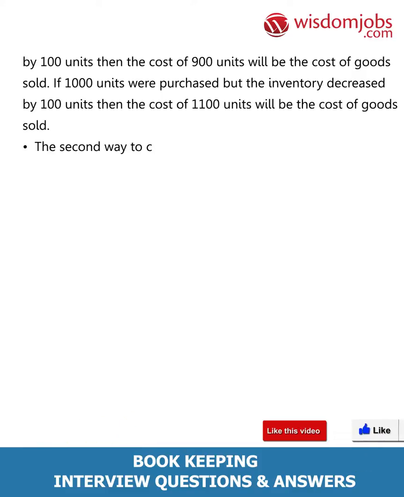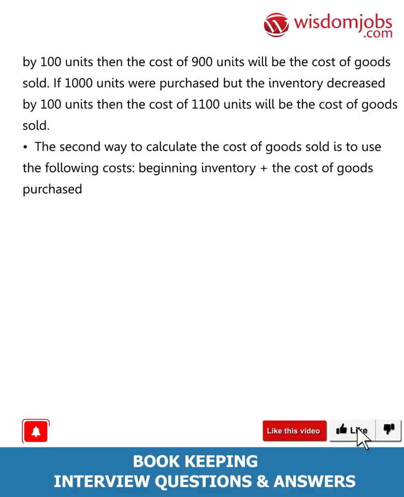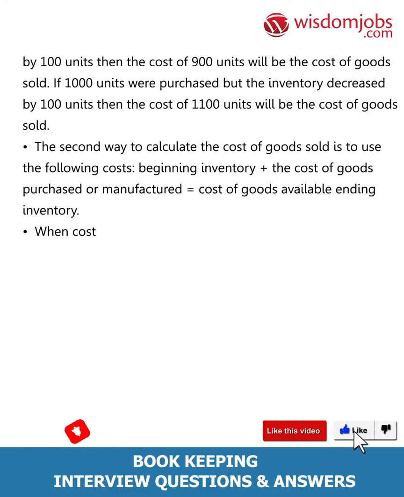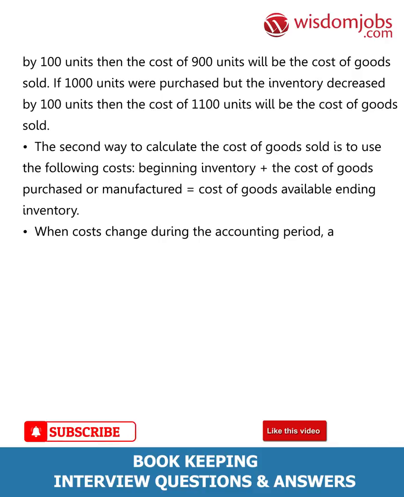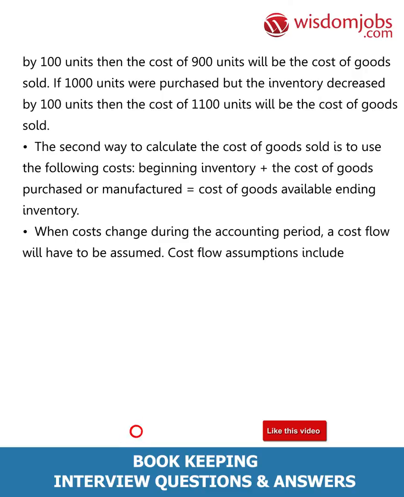The second way to calculate the cost of goods sold is to use the following costs. Beginning inventory plus the cost of goods purchased or manufactured equals cost of goods available, minus ending inventory. When costs change during the accounting period, a cost flow will have to be assumed. Cost flow assumptions include FIFO, LIFO, and average.